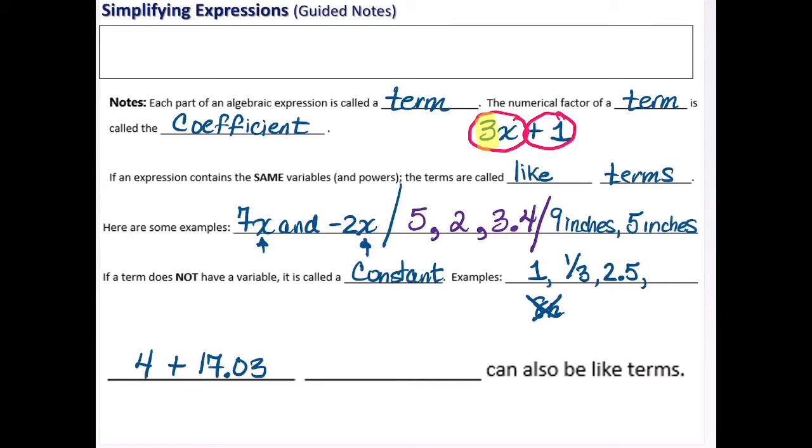So 4 plus 17.03 are like terms because those are both constants. Constants can be added to other constants, of course. They don't have to be whole numbers. They could be fractions. They could be decimals as well. And it doesn't have to be addition. It could be subtraction as well, like 9 minus 2. Of course, you can subtract those and get 7. There's nothing wrong with doing that.